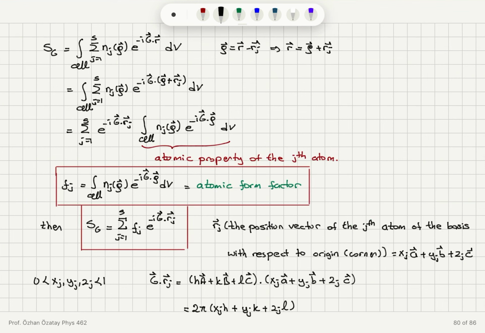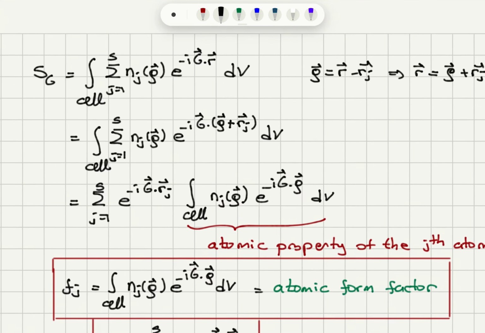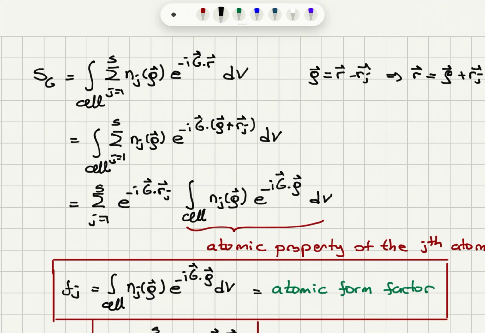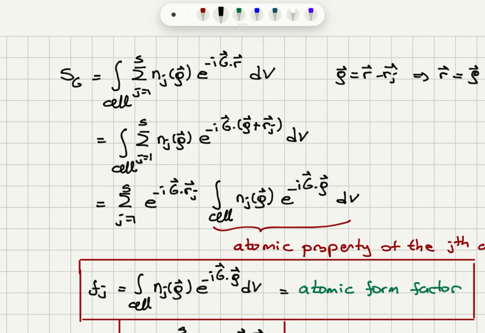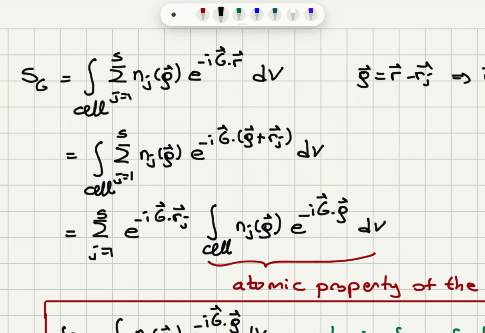So I have to consider the total electron concentration in the basis with all the contributions from s atoms in the basis. Now, if I look at my geometrical structure factor Sg here, it was the integral over the cell of the electron concentration times e to the minus i g dot r dV. For the electron concentration, I consider the contribution from individual atoms in the basis, sum over j equals 1 to s of n sub j of rho. And since rho equals r minus rj, for r I can substitute rho plus rj. So e to the minus i g dot r becomes e to the minus i g dot (rho plus rj). So it's the same integral, but now I have transformed from r to rho.